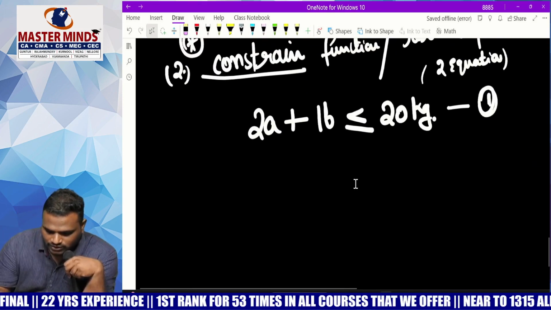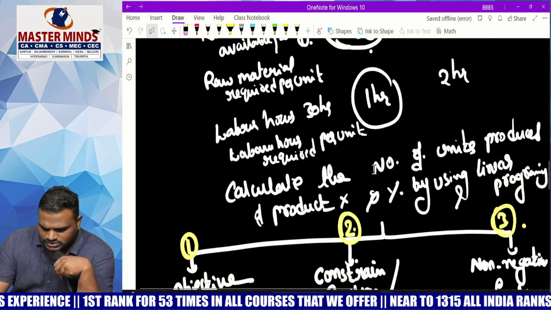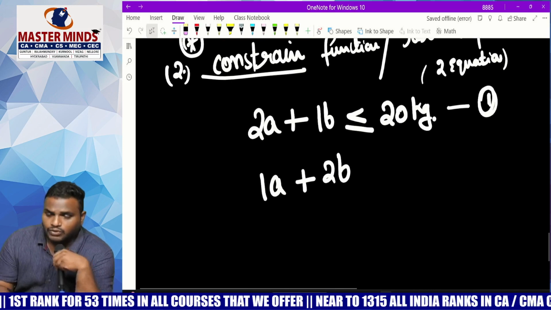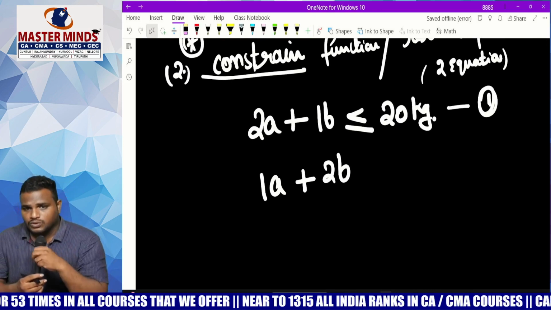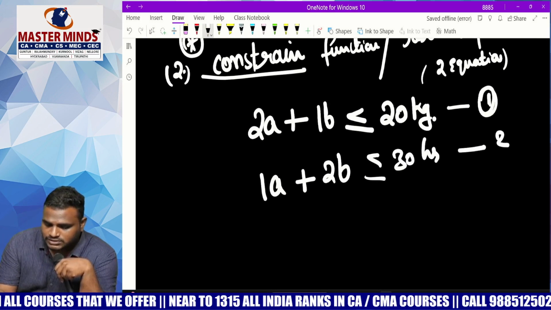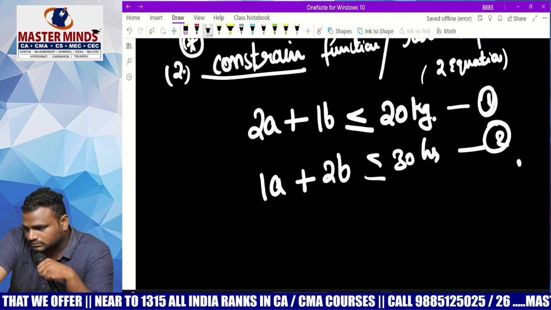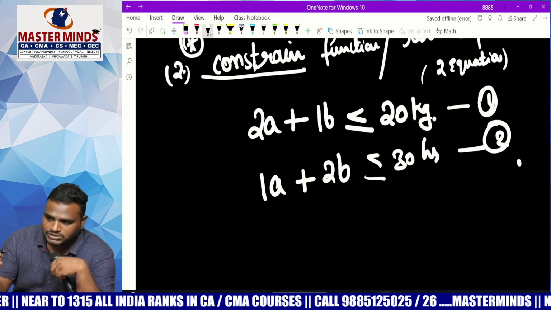Total hours: 1A plus how many hours? 2B. Now tell me, how many hours are available? Is more than that available? No. So less than or equal to 30 hours. This is the second equation. Now completed. Linear programming is only this much. Now there is a third set of equations.